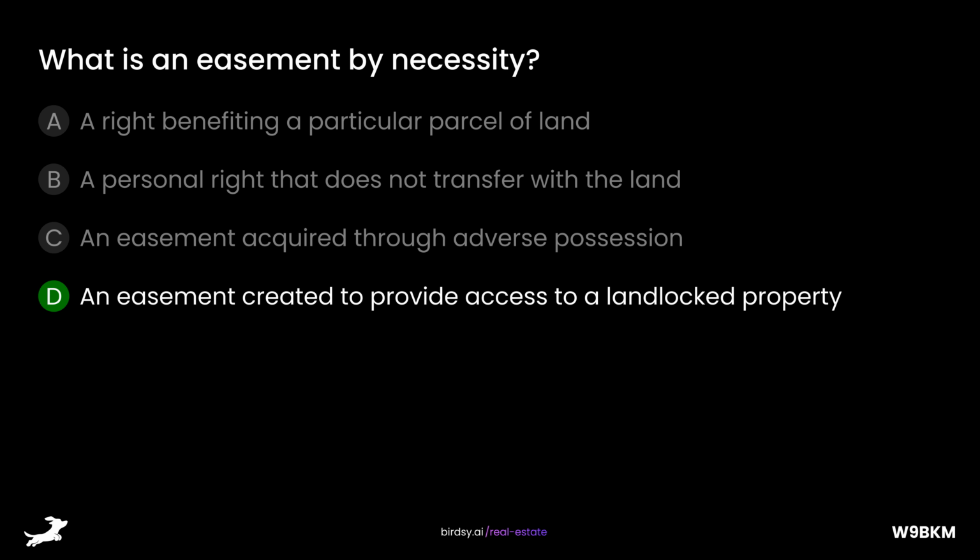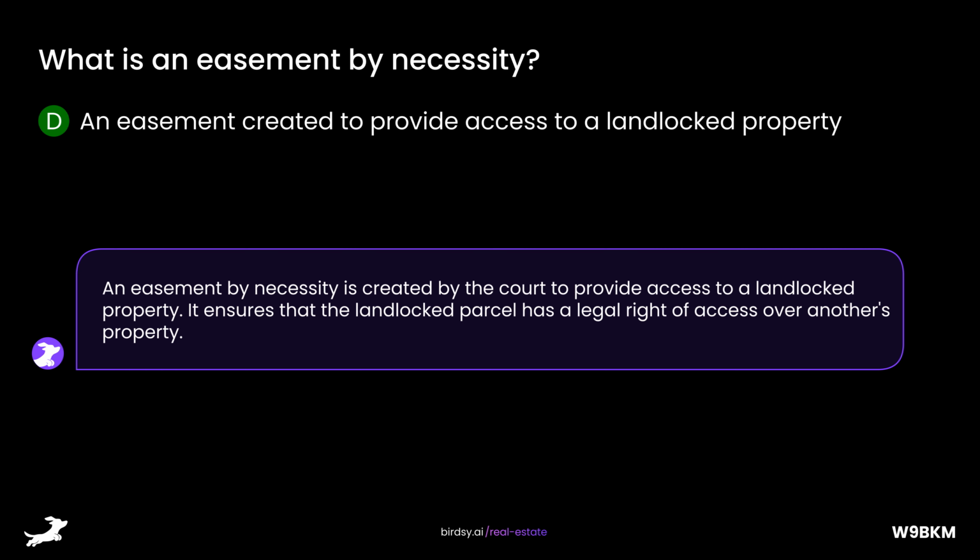The answer is D, an easement created to provide access to a landlocked property. An easement by necessity is created by the court to provide access to a landlocked property. It ensures that the landlocked parcel has a legal right of access over another's property.